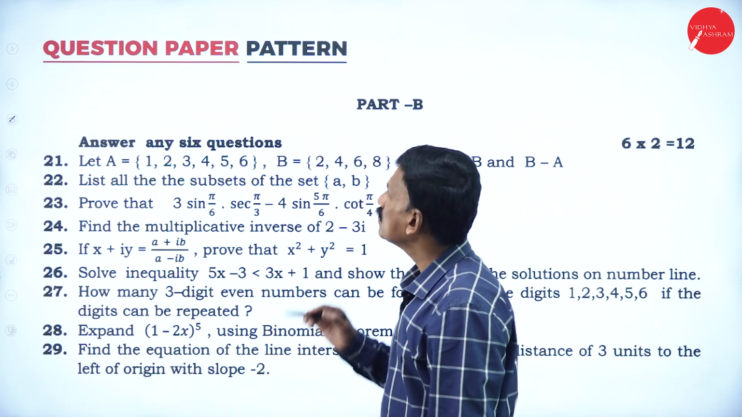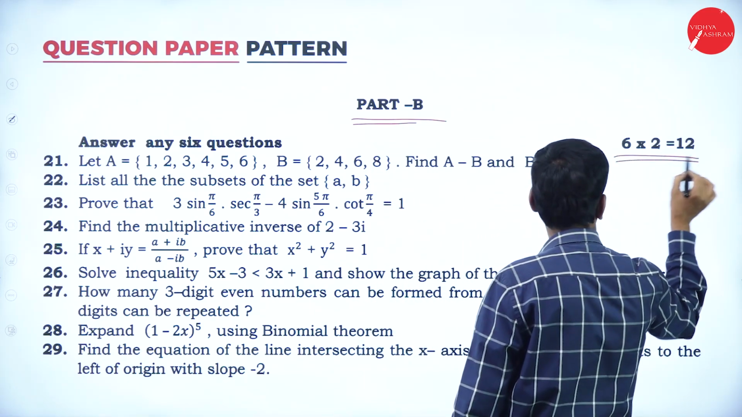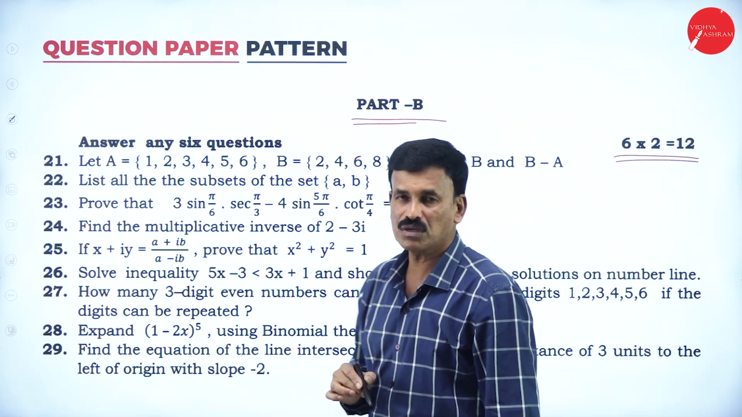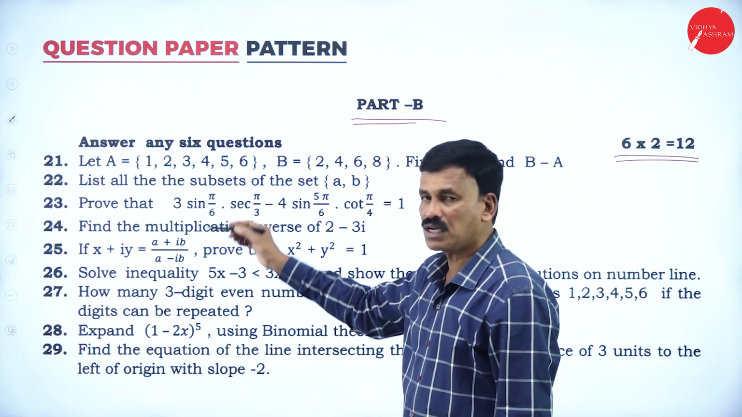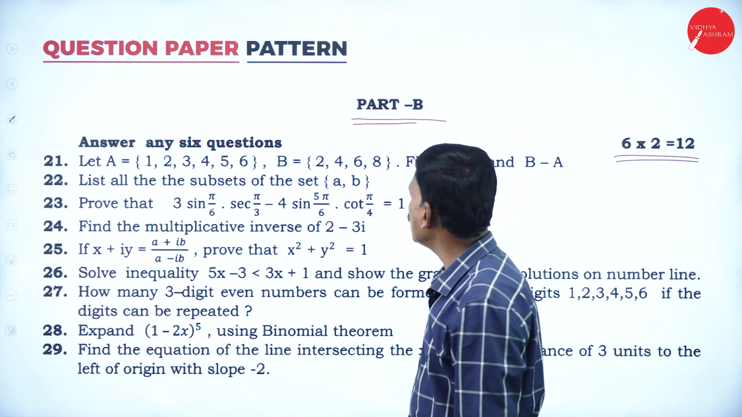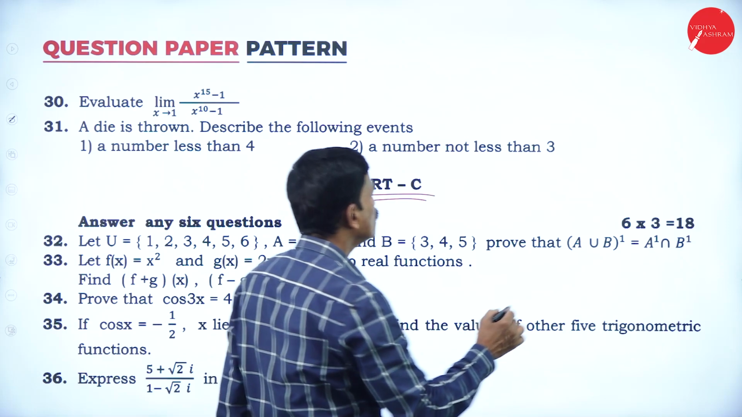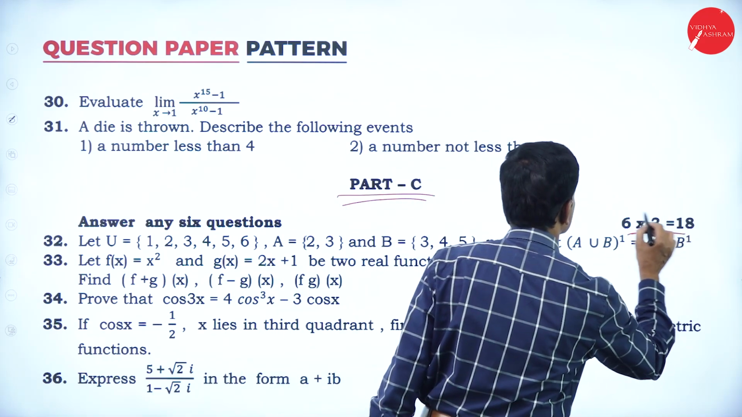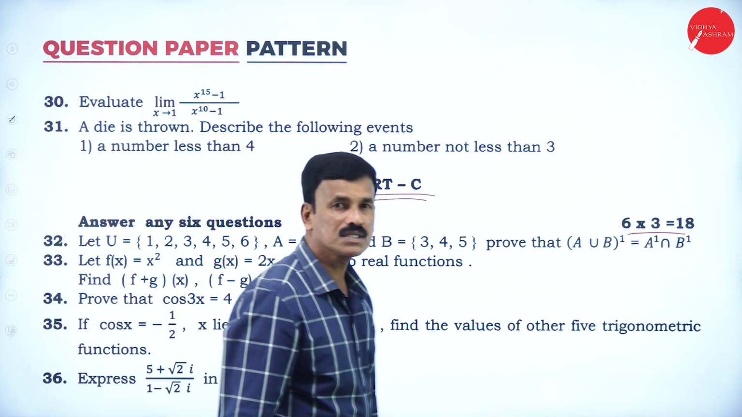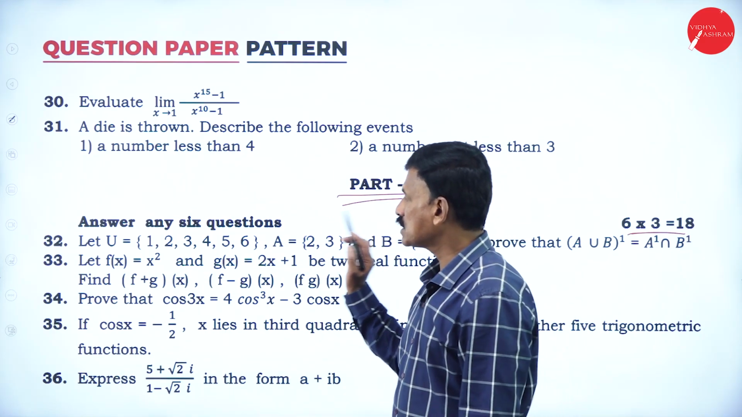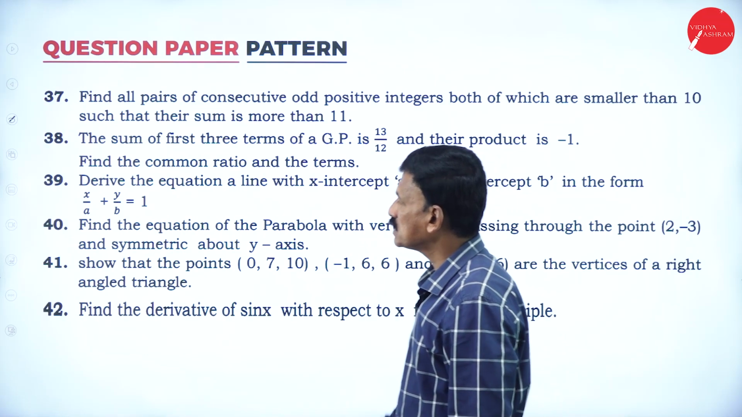Next, move on to the second part, that is part B, 6 questions to be answered. Each question carries 2 marks, so 6 into 2 is 12. There are 11 questions in this part B. Move on to the next part, that is part C. The 11 questions will be there, and we are going to answer 6 questions, 6 3s are 18.